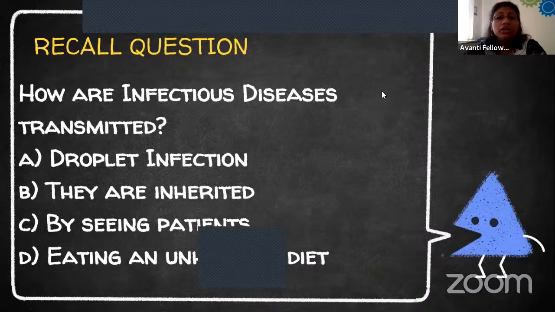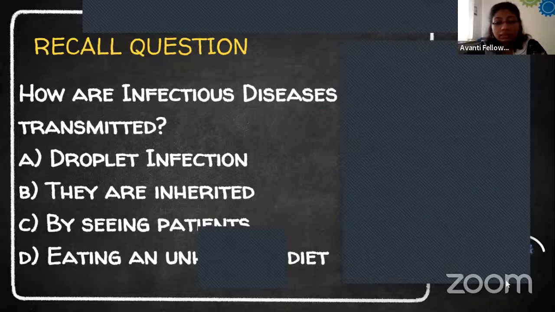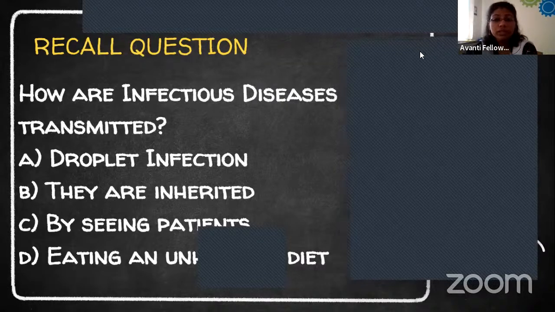The answer you can put in this poll. Your answer options are: A, droplet infection; B, they are inherited; C, by seeing a patient; or D, by eating an unhealthy diet. Now you can give your answer through the poll, and the poll's timing has already started, it is 20 seconds. So what is the way through which infectious disease can be transmitted?